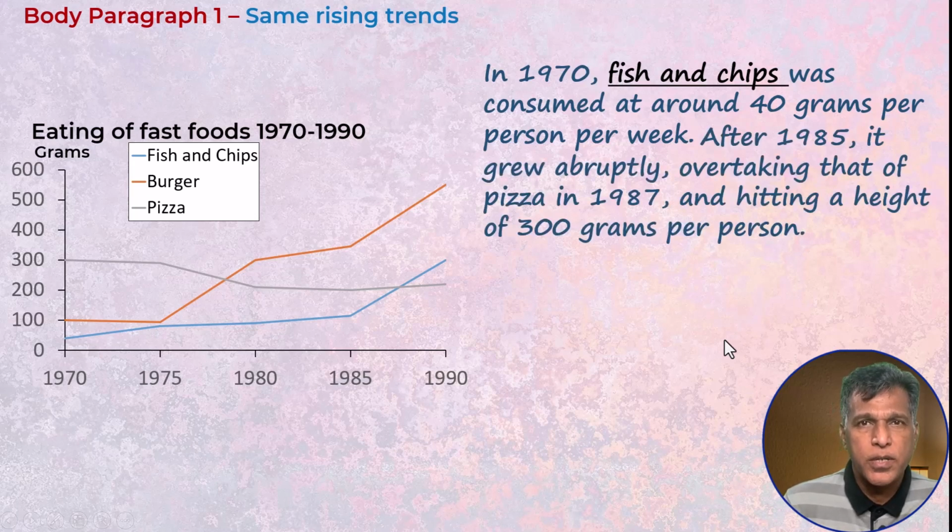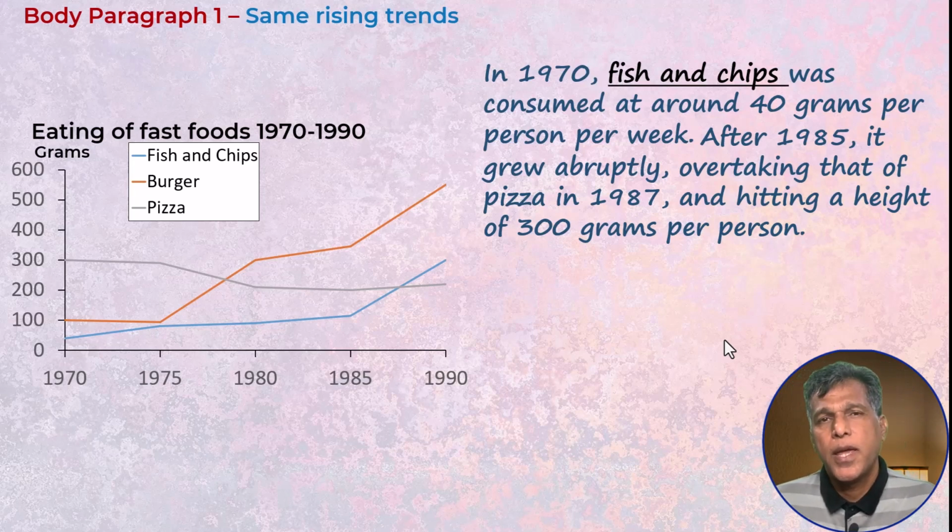Next, the middle changes. After 1985, consumption grew abruptly, overtaking that of pizza in 1987. Finally, the end value. It hit a height of 300 grams per person by the end of the period.